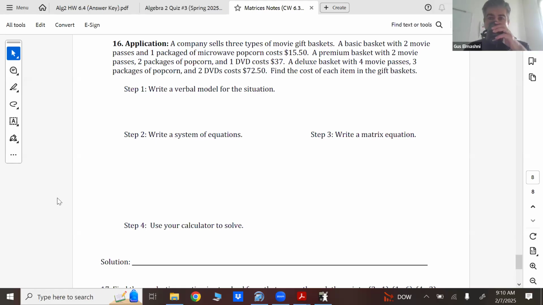Company sells 3 types of movie gift baskets. A basic basket with 2 movie passes and popcorn costs $15.50. A premium basket with 2 movie passes, 2 packets of popcorn costs $37. A deluxe basket with 4 movie passes, 3 packets of popcorn, and 2 DVDs.